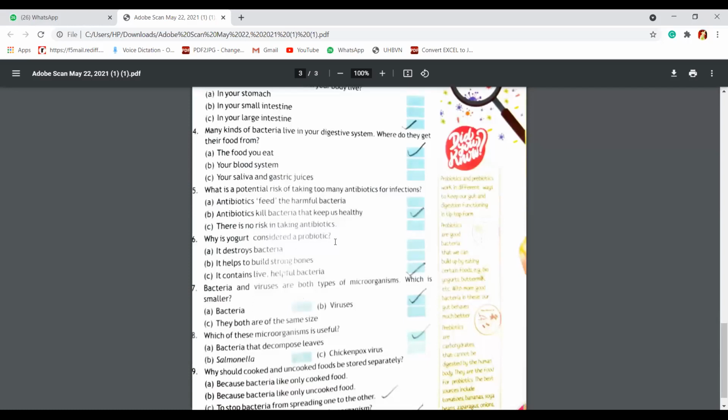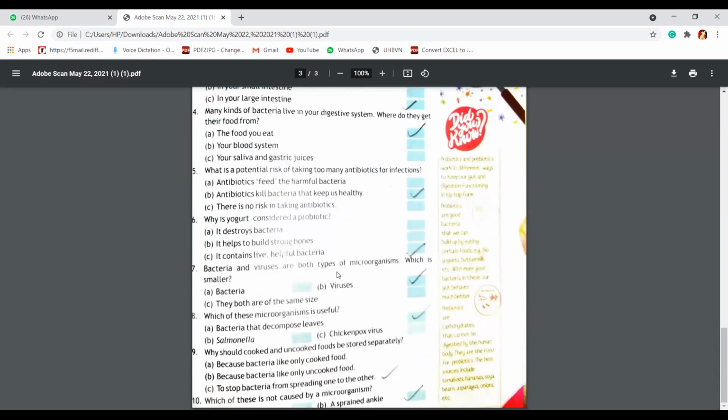Why is yogurt considered a probiotic? You have ever seen the ad of yogurt. Yogurt is considered a probiotic because it contains live and helpful bacteria. Bacteria and virus, both are microorganisms, which is smaller? The virus is smaller. Which of these microorganisms is useful? Out of these, which is the bacteria that decompose leaves, Salmonella or chickenpox virus? It is the bacteria that decompose the leaves, that is the useful microorganism.